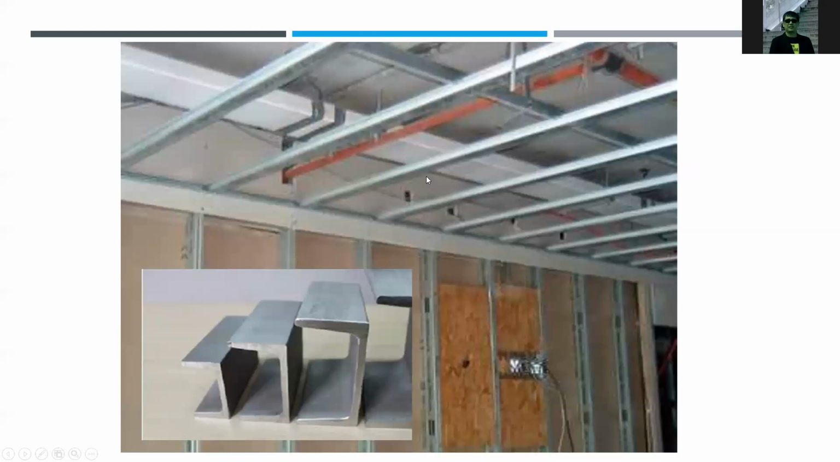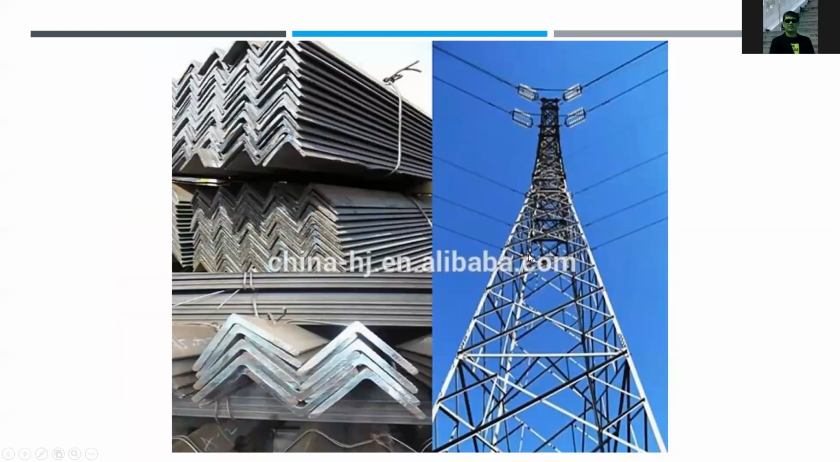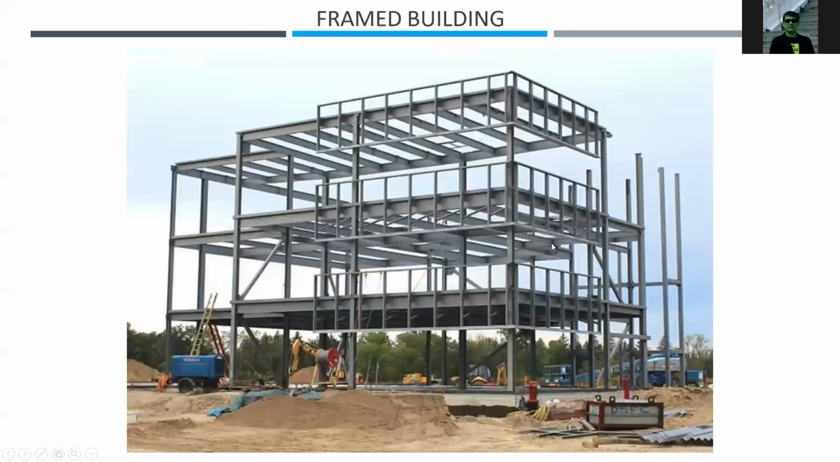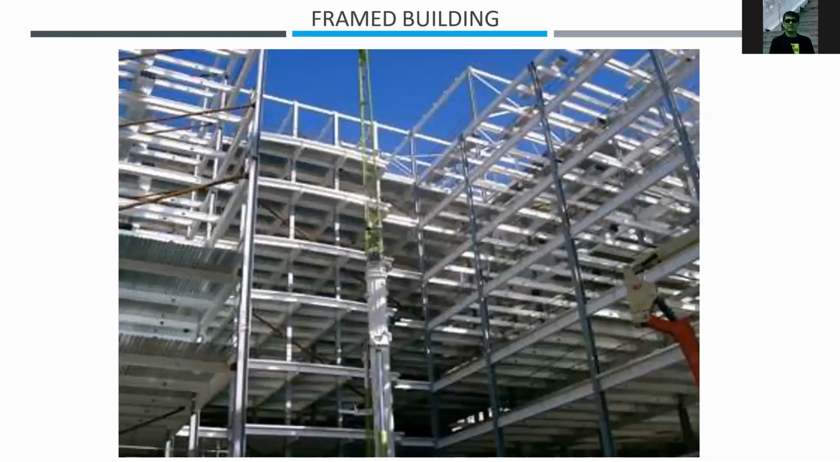So this is also a picture of a cold form steel used for ceiling and for wall. And these are steel members that you can use to strengthen this cold form steel construction. It is also used for towers, for communication towers, electrical towers. It was also used for old arch bridges, for frame buildings. Okay, you can see the frame buildings here.